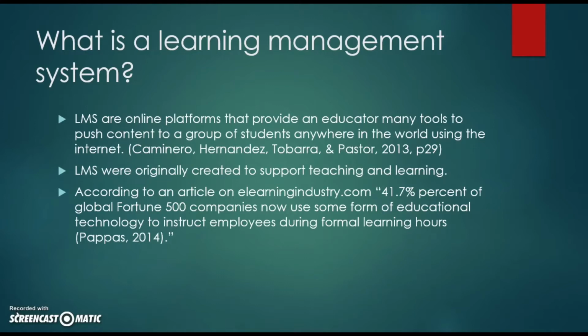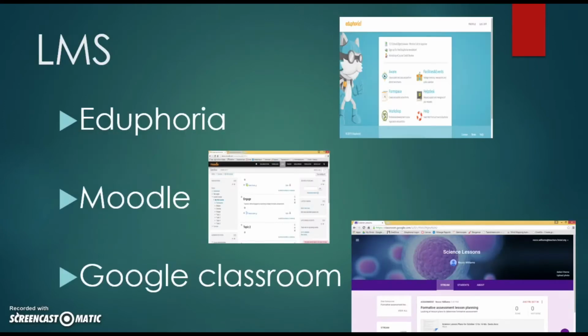However, according to an article on elearningindustry.com, 41.7% of global Fortune 500 companies now use some form of educational technology to instruct employees during their formal learning hours. This means that it's not just in education that we're using learning management systems. The three learning management systems we'll look at today are Eduphoria, Moodle, and Google Classroom.